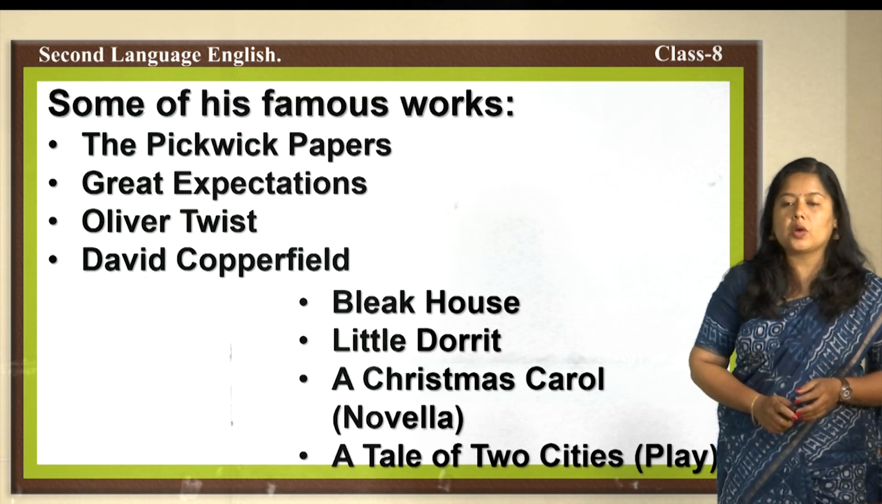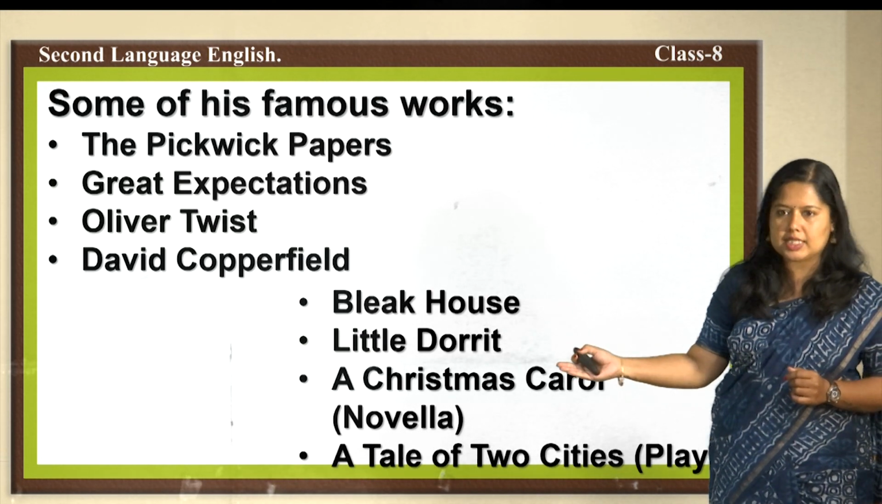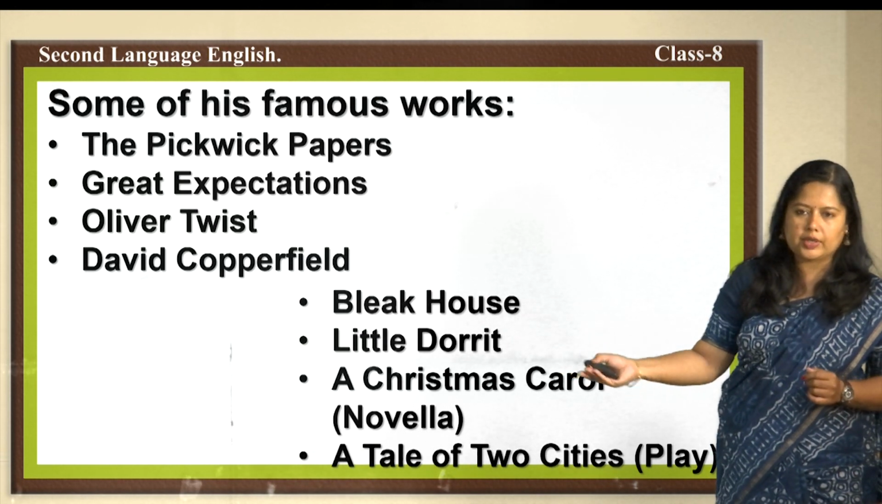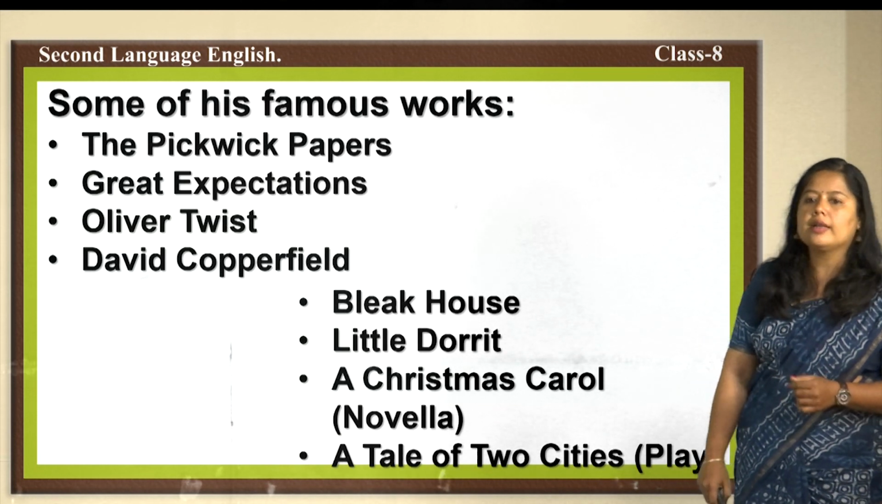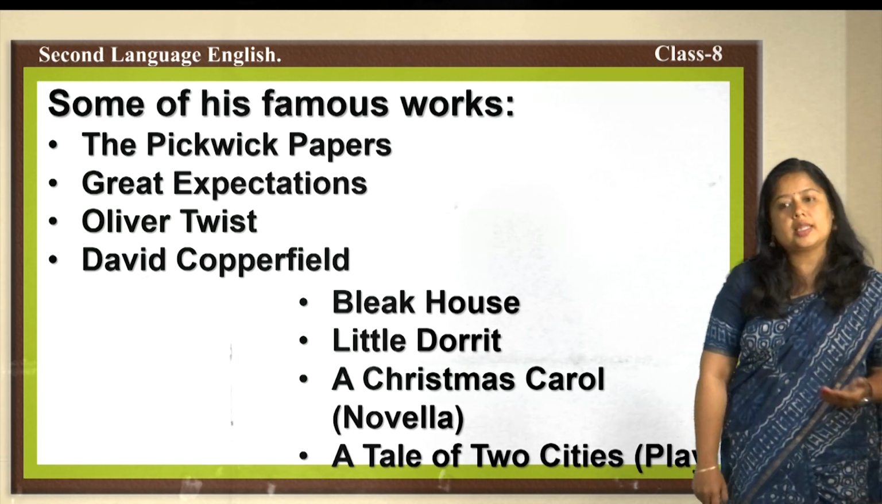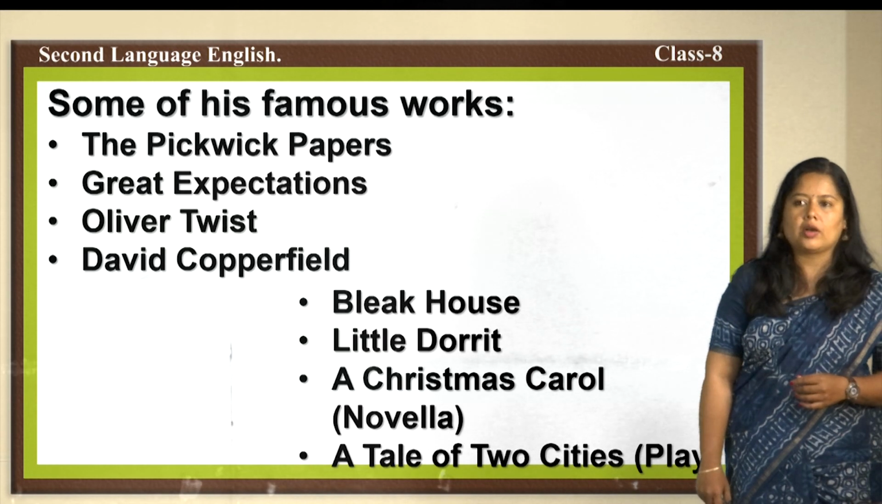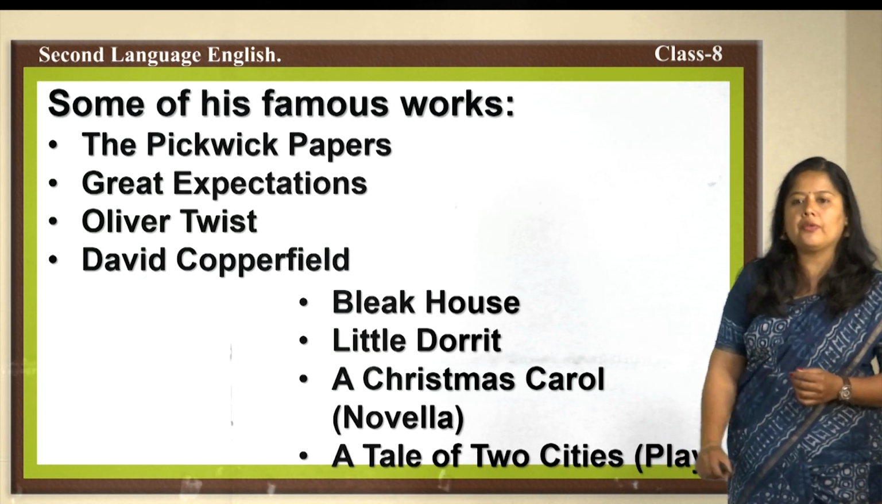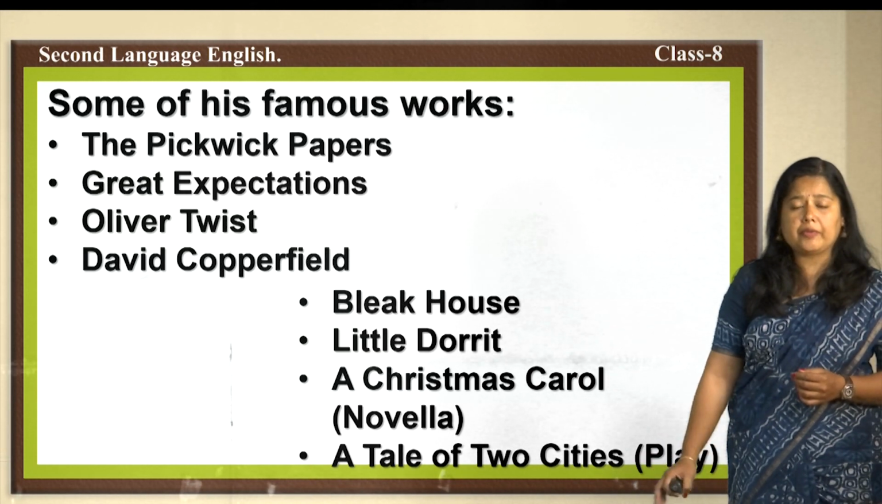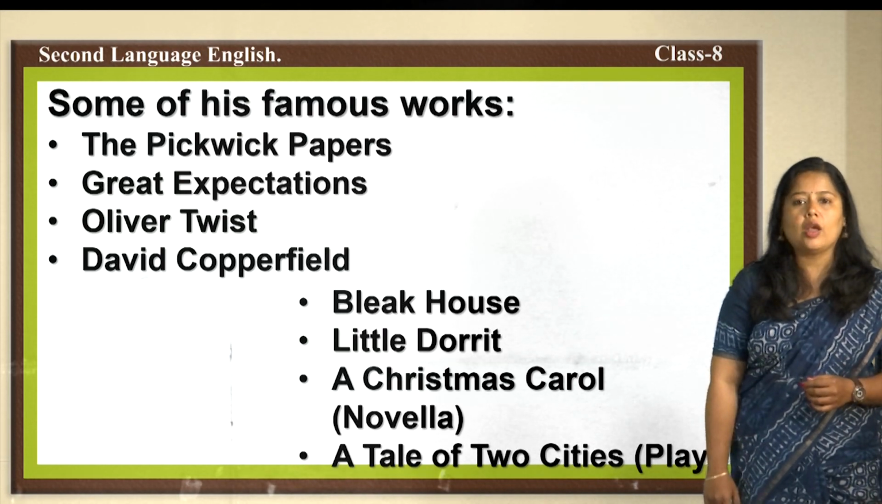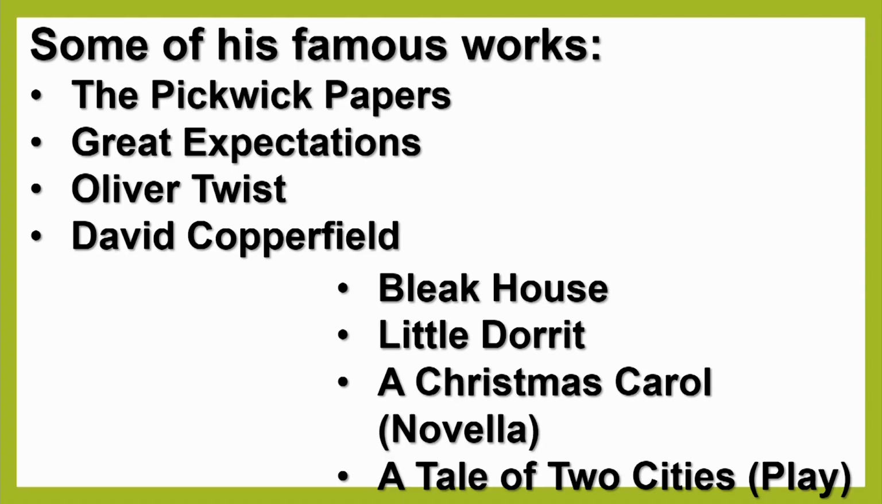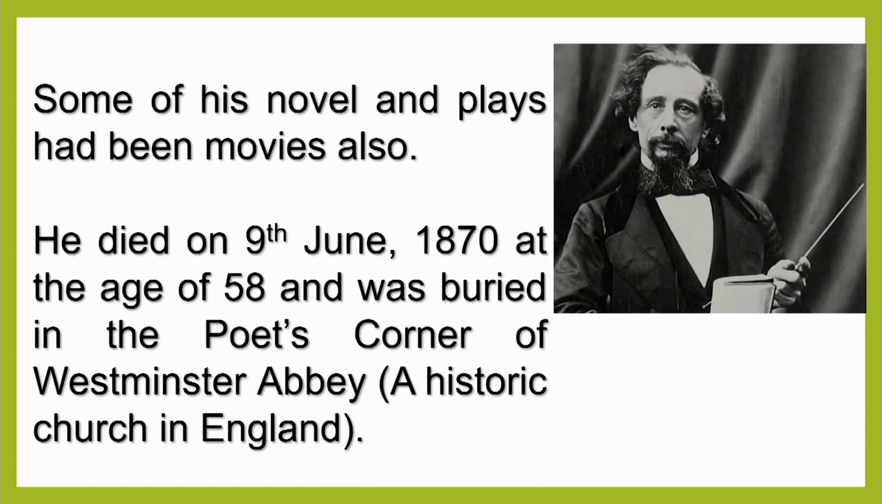So, this is all about his work, and I have listed down some important works of Charles Dickens for your information. There are many more that can be learnt later or on your own. So, some of the names are like this: The Pickwick Papers, Great Expectations, Oliver Twist, David Copperfield, Bleak House, Little Dorrit, A Christmas Carol, A Tale of Two Cities. It is a play, that means a drama. Some of his novels and plays have been made into movies also.